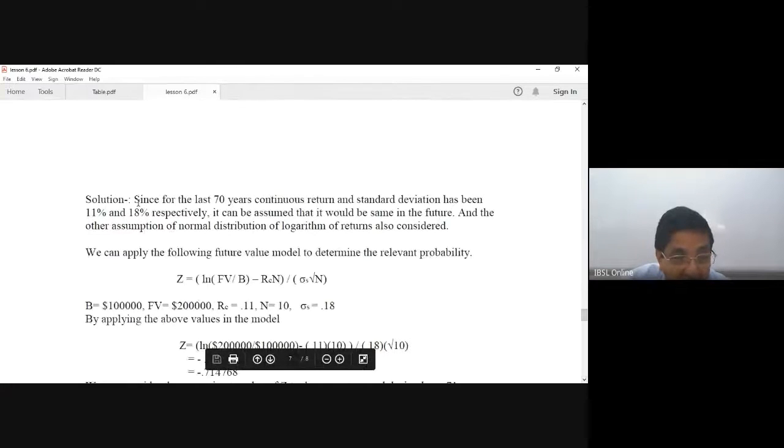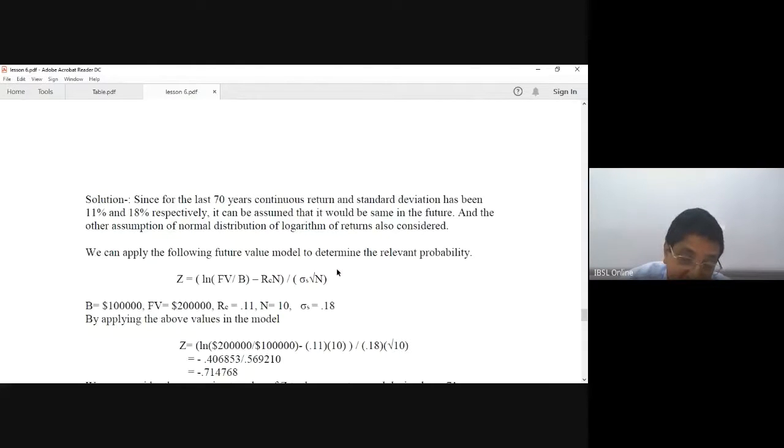Now, when you write these things, since for the last 70 years, continuous return and standard deviation has been 11% and 18% respectively, it can be assumed that it would be the same in the future. And the other assumption of normal distribution of logarithm of returns is also considered. We can apply the following future value model to determine the relevant probability. I think this type of writing is very, very important when you work it out in the question paper. Otherwise, you lose marks if these things are not available in the question paper.